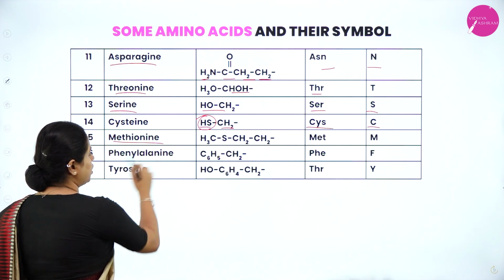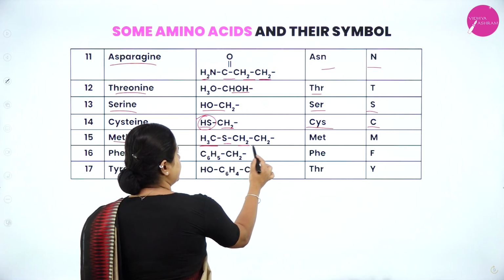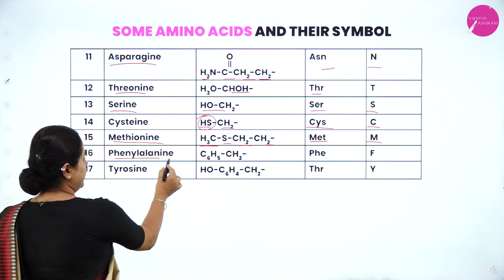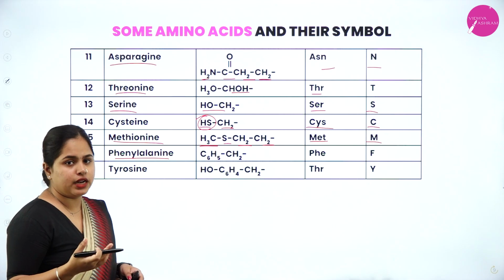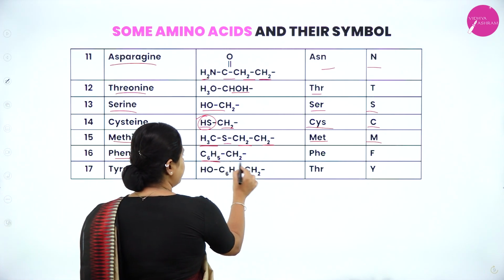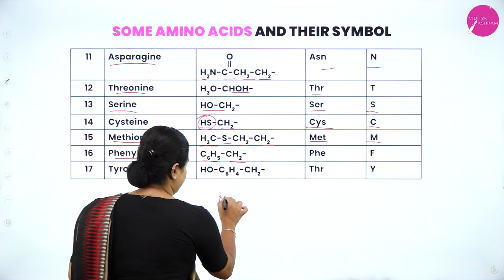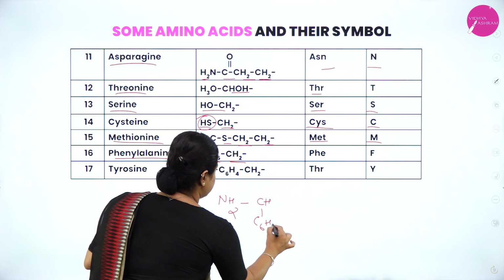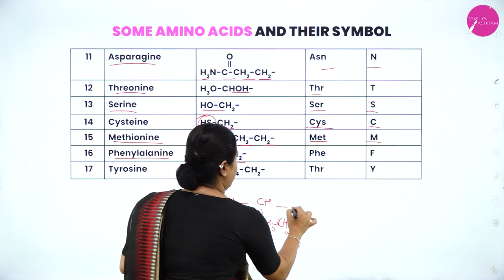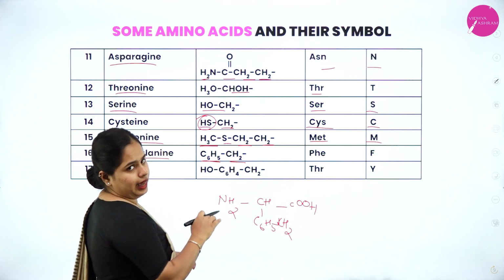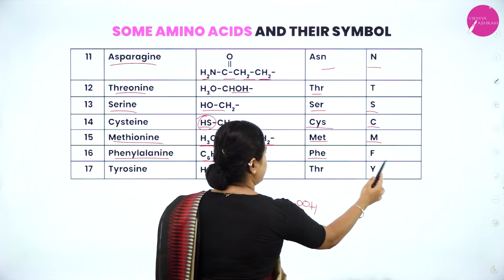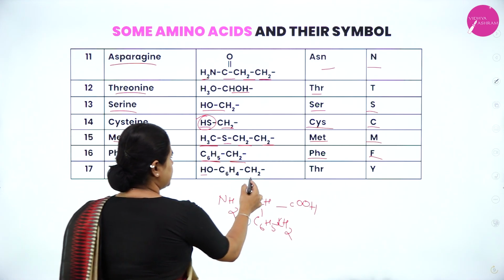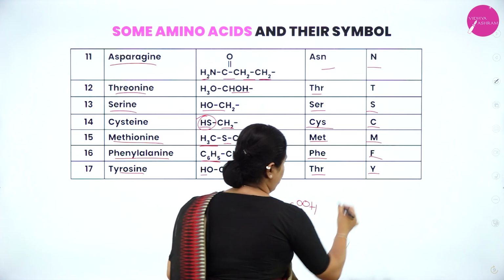Moving on to the next one, methionine. It is CH3SCH2CH2, represented as MET or M. Next one is phenylalanine. So phenylalanine means you have a phenyl group as well. So it is C6H5CH2. That means you have NH2, you have CH, and instead of the alkyl group, you are going to have C6H5CH2 here, and you will have COOH. So this is your phenylalanine structure, and it's represented as PHE or F. And the last one, tyrosine, and it is represented as OHC6H5CH2, that is TYR or Y.